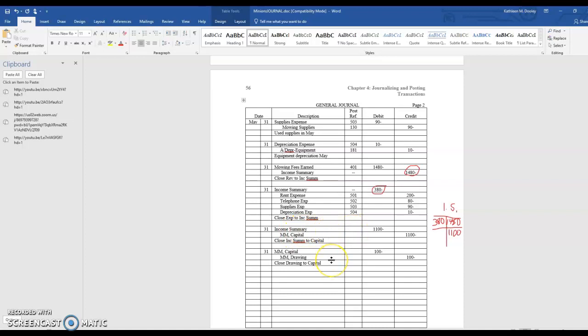Okay. Next one, income summary. We'll just put dashes there. The capital account needs to be credited for 1100.